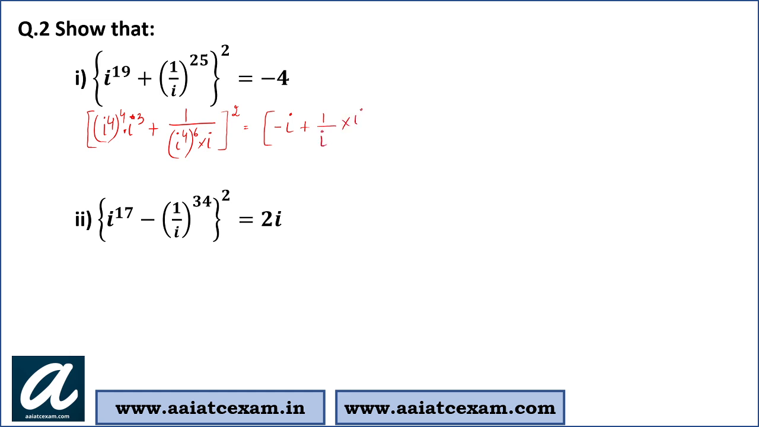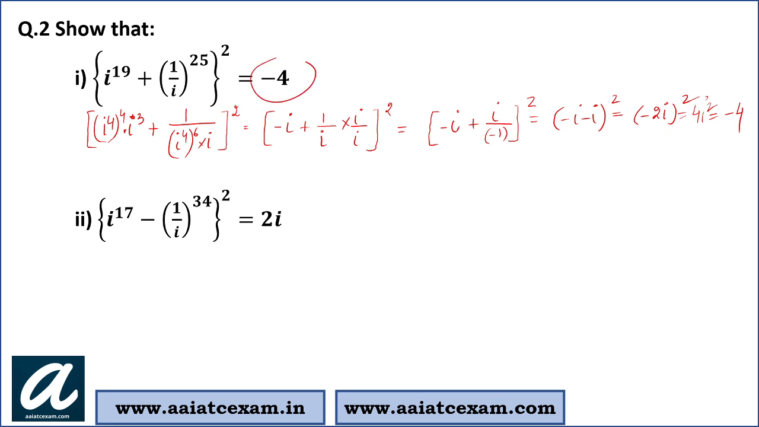Again try to convert in standard form. Multiply by iota, divide by iota. So this will become minus iota plus this will become iota, and in denominator this will become iota square, which is minus 1. So this is minus iota whole square, which is minus 2 iota whole square. So which will become, students, this will become 4 iota square. Iota square is minus 1. Answer is minus 4, which is what you need to prove here.